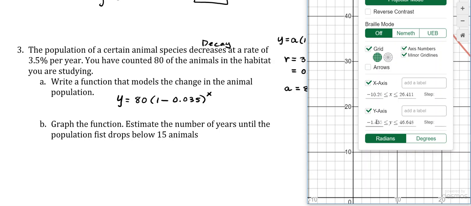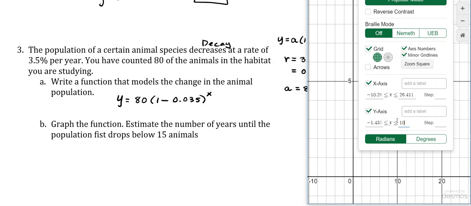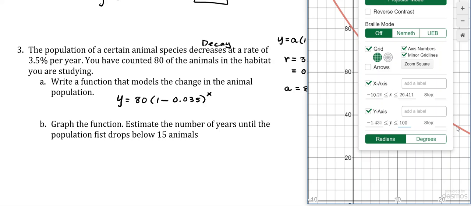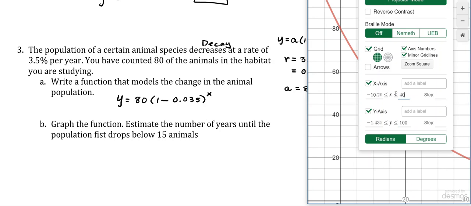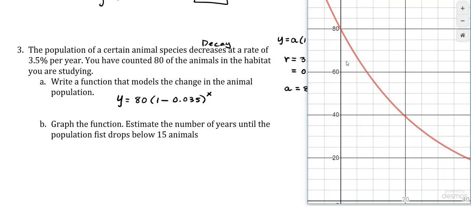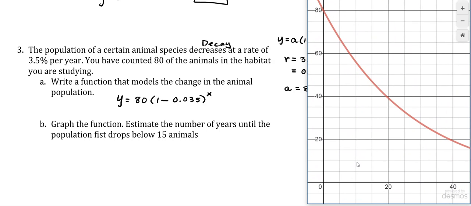Okay, the y-axis is going to start from that, and it's going to go to, let's say, 100, so that I can see this. And then how many years? 15 animals. So I don't know. We'll do 40 years. That's good. So what I did is I was changing the axis.